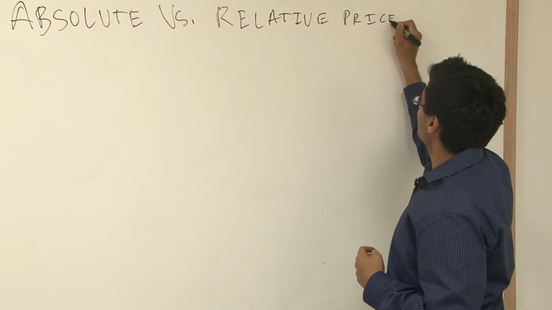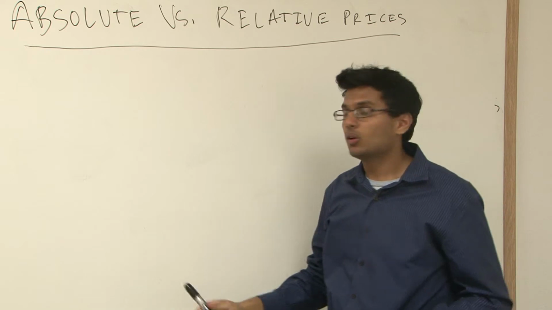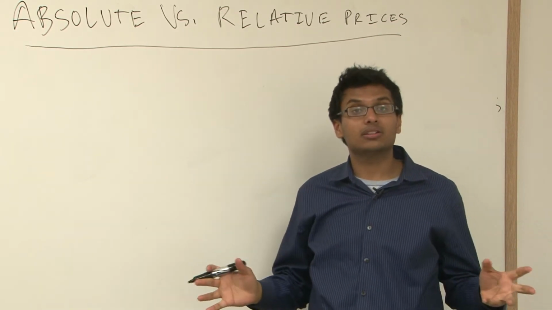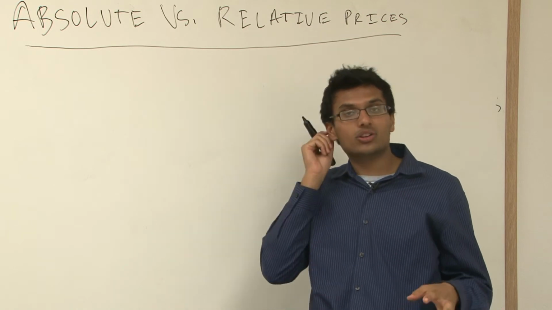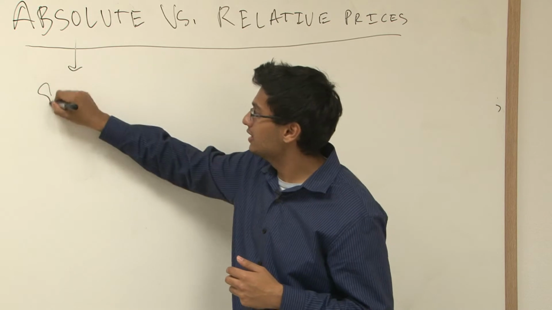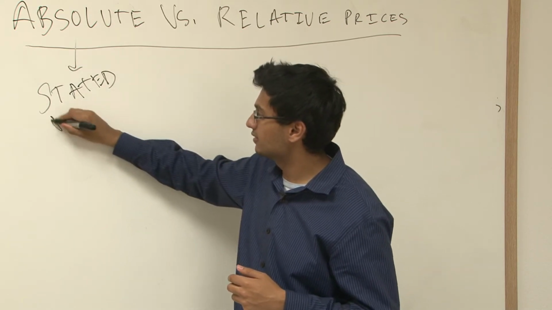What did we say about absolute and relative prices? For those of you who remember, we said absolute prices are the prices that are stated. They're already given to us, and there's nothing that you compare to. So these are the stated prices, correct?